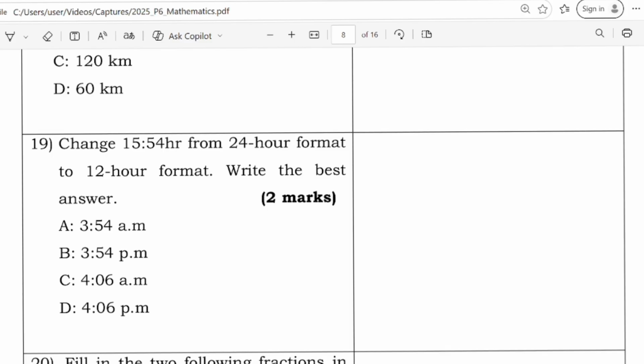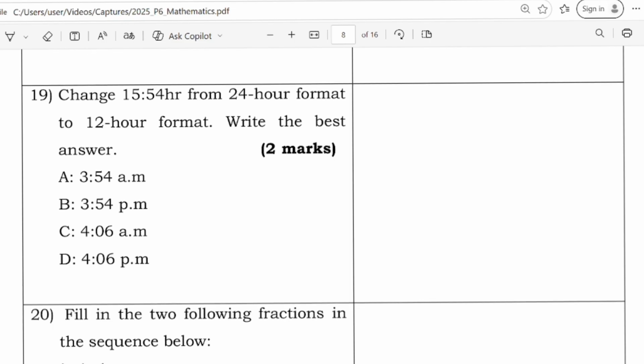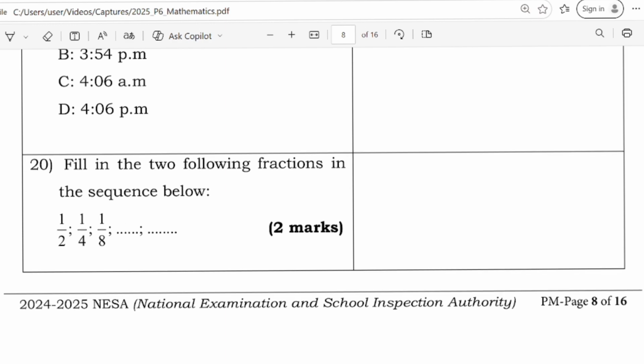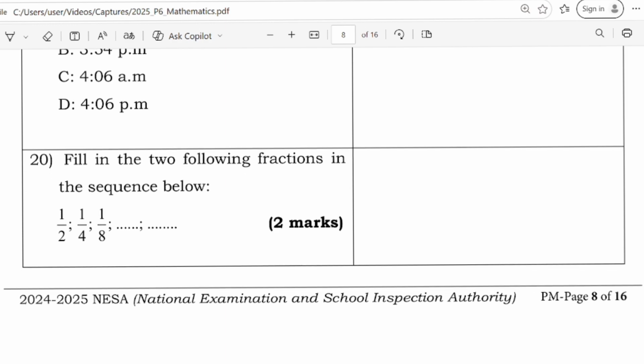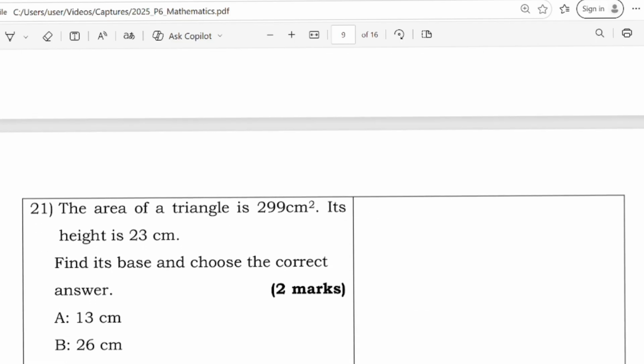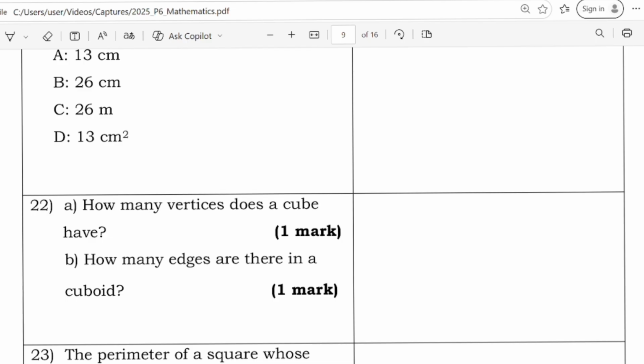Yes, this is number 19. Changing the format. Number 20 is just to fit the instruction, the missing sequences. You know how it works. And then this area of triangle and then its height. If you're going to find the base, you know the formula for the area of a triangle: base times height over 2. Then you should replace and get that one.